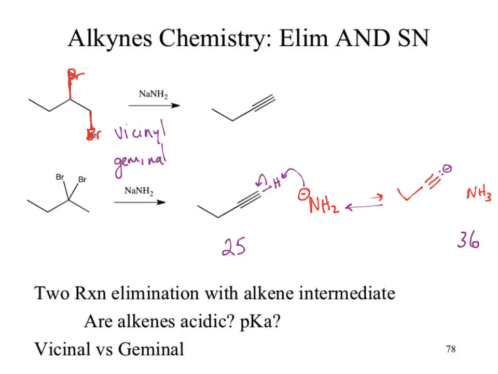It heavily favors the products. Okay? By roughly, what is that, 1,000 times, because we're on a log scale. Okay? Why is that now useful for us? Well, what have I generated? A negative carbon. What kind of species are negative? Nucleophiles. What could I use a nucleophile in?